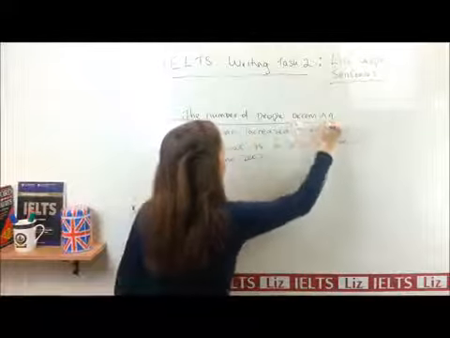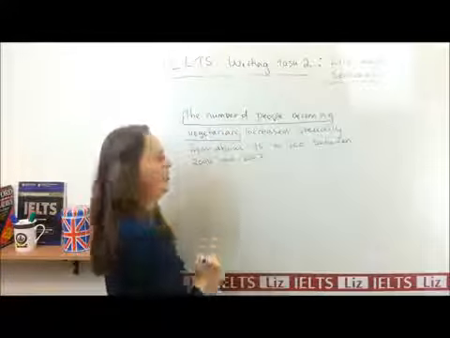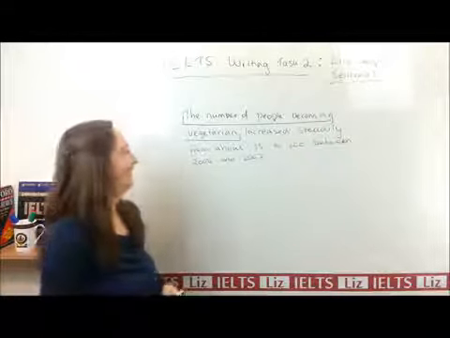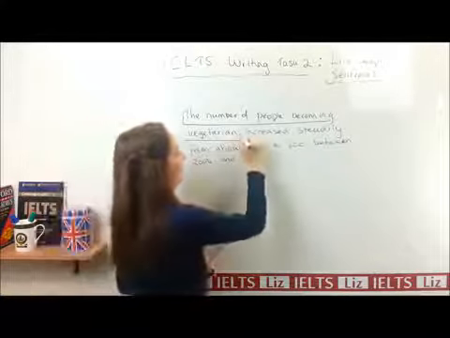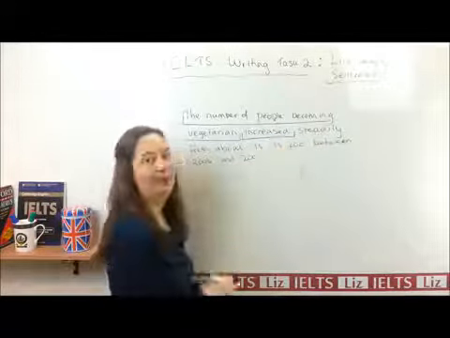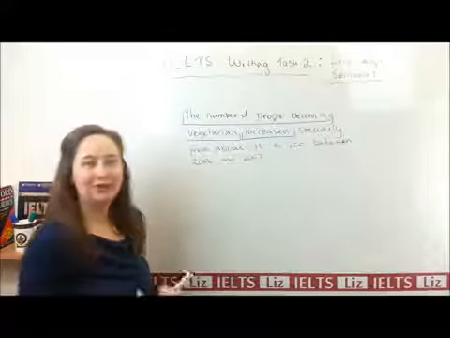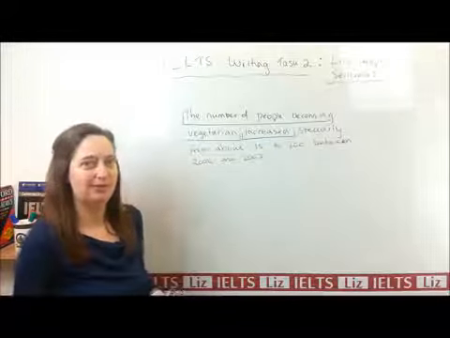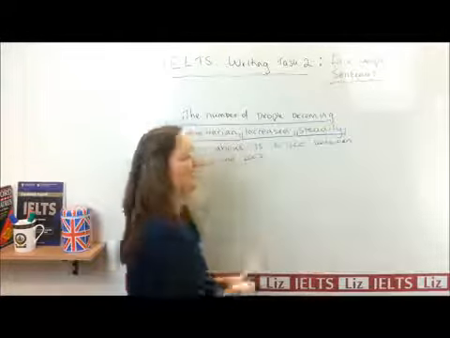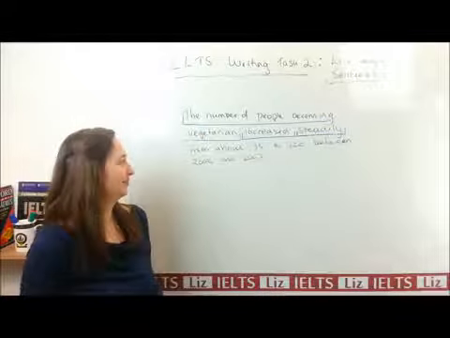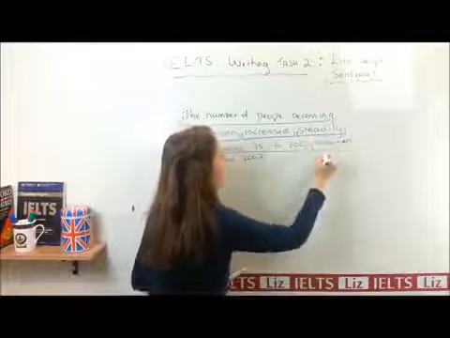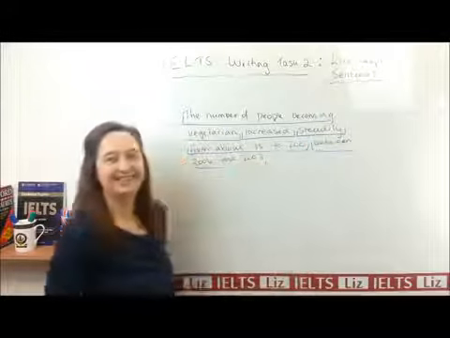The number of people becoming vegetarian. That is our subject. It's quite long. After the subject, we've got the verb. And if you look at the dates, you can see that it is the past tense. After the verb, we need to describe the movement. And that is, we say, it increased steadily. So that's our adverb. After that, we had the numbers. And after the numbers, we had the dates.